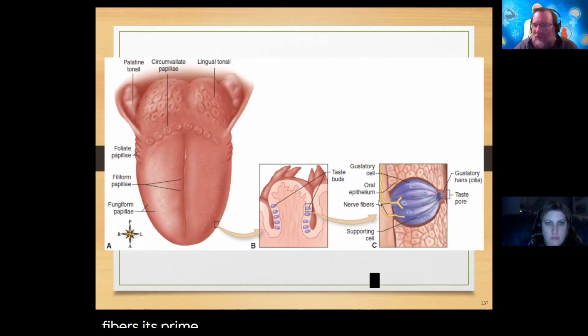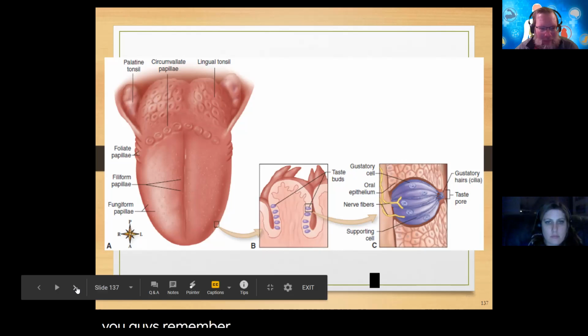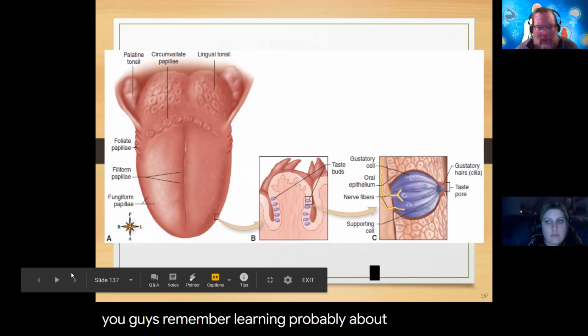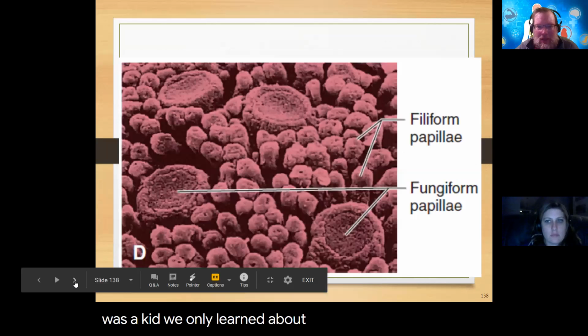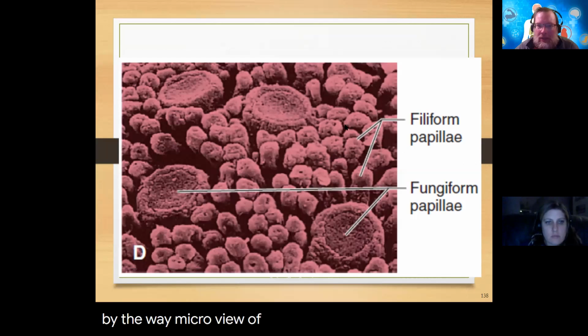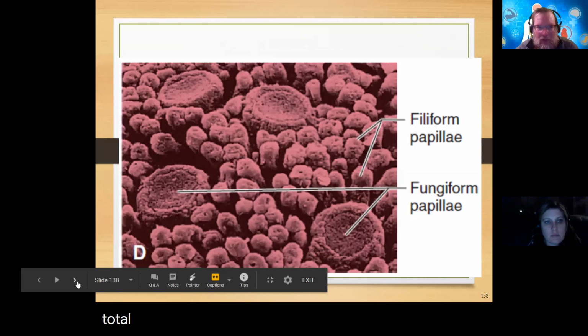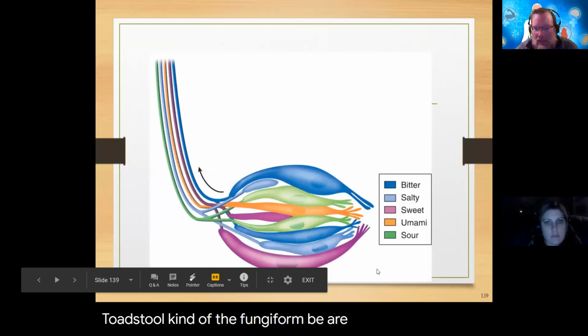It's primarily the facial nerve and glossopharyngeal, the two cranial nerves that pick up taste. You guys probably remember learning about four. When I was a kid, we only learned about four tastes. Oh, here's a micro view of the tongue. Here's the filiform, they kind of look like cilia. And then these are the mushrooms or toadstools, the fungiform. But yeah, remember this kind of deal.